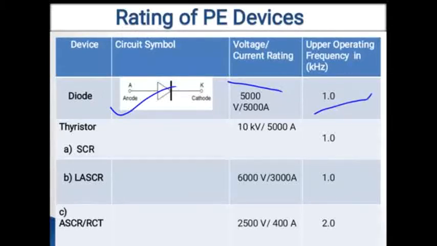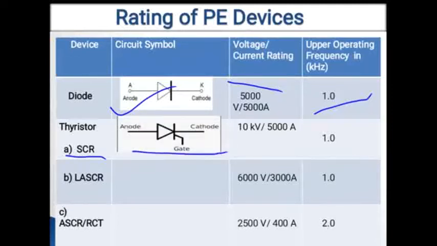Now second, we are discussing the Thyristor family members, of which the first member is the SCR. The SCR is known as silicon controlled rectifier. In this diagram you can see the symbol for SCR. SCR has three terminals, anode, cathode and gate, and it has a voltage rating in the range of 10 kV and a current rating in the range of 5000 ampere, and an operating frequency in the range of 1 kilohertz.